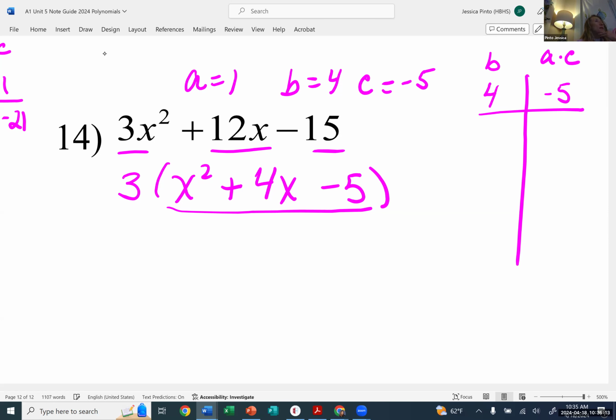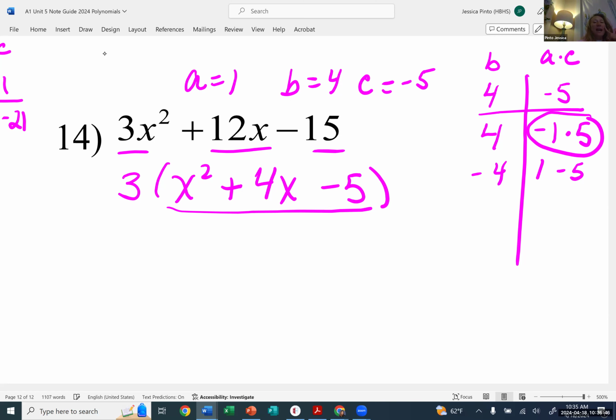When I look for numbers that multiply to -5 and then subtract to make 4, I want the bigger number to be positive this time. -1, +5. That would make 4. But 1 minus 5 makes -4. So you have to just be careful to get the right combination. We're going to use these two. Now, because the A value is 1, these two are going to be the answers.